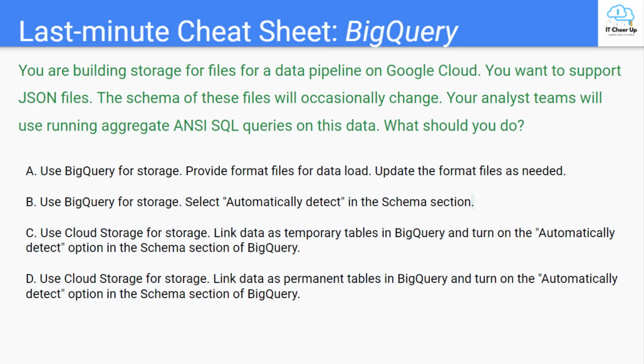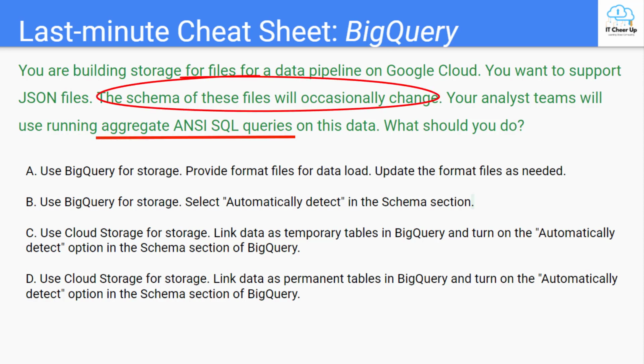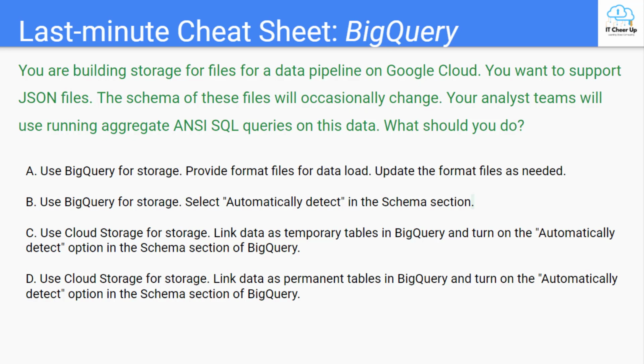Please read the question, pause the video and try to answer it yourself. Ready? I highlight the keywords of this question. The schema of these files will occasionally change. Schema auto detection is available when you load data into BigQuery. The easy way to run aggregate and SQL queries is using the BigQuery for storage instead of Cloud Storage. So the answer is B.